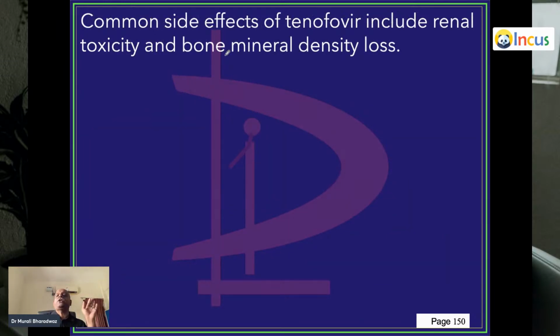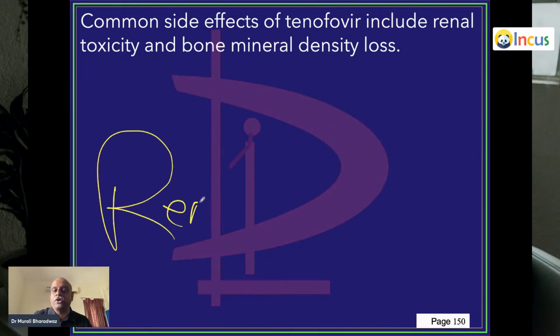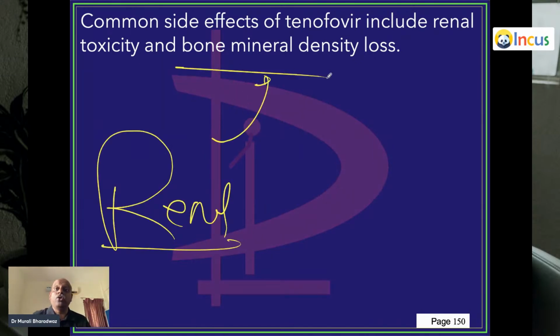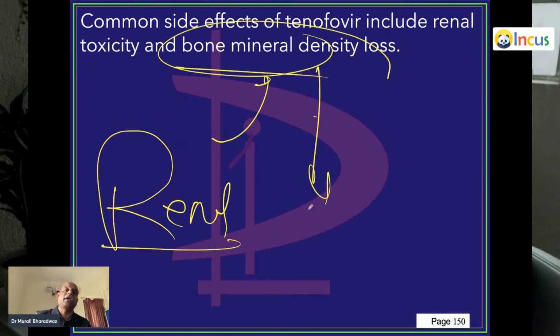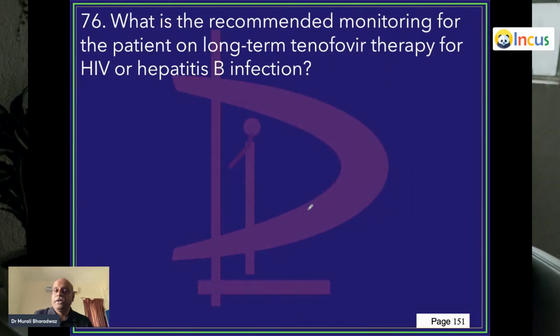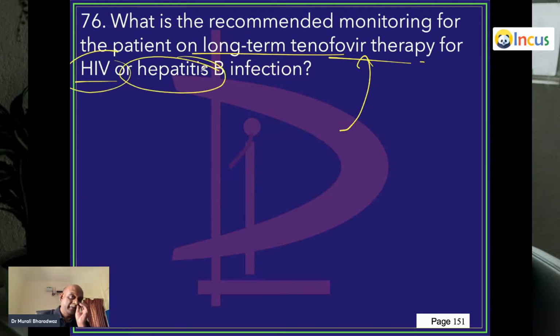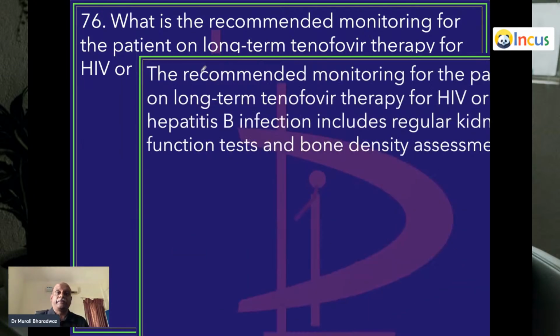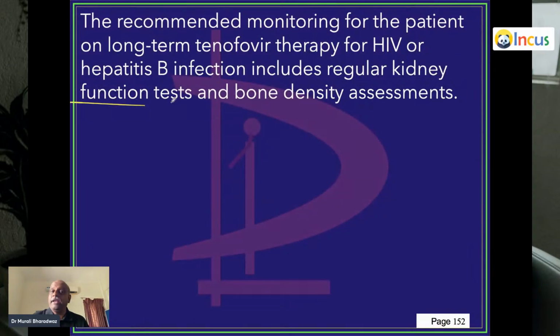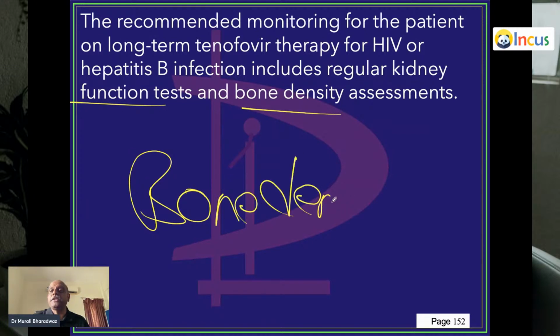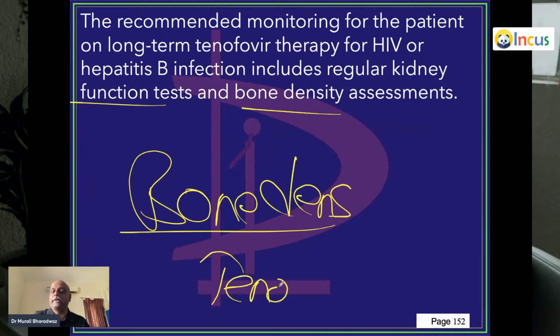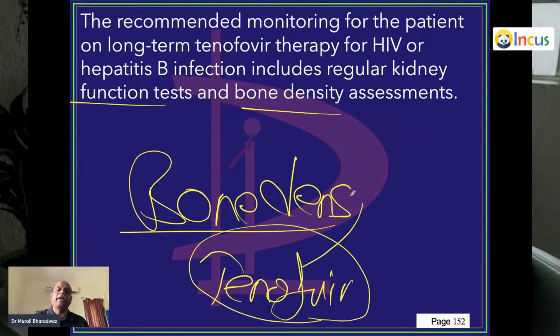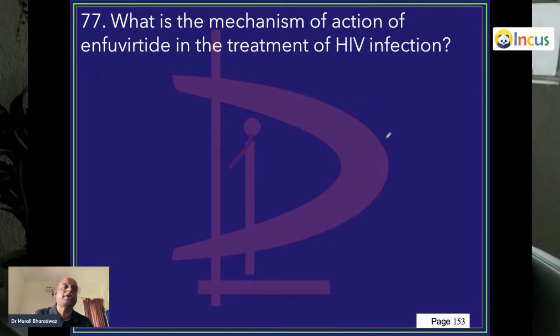So the common side effects of tenofovir are renal toxicity and bone mineral density loss, which you need to remember. If you want to monitor a patient on long-term tenofovir therapy for HIV or hepatitis B, what do you want to monitor? Kidney function tests and bone density, doctor. Bone density, tenofovir. Tomorrow in the exam, it should come like a parrot.